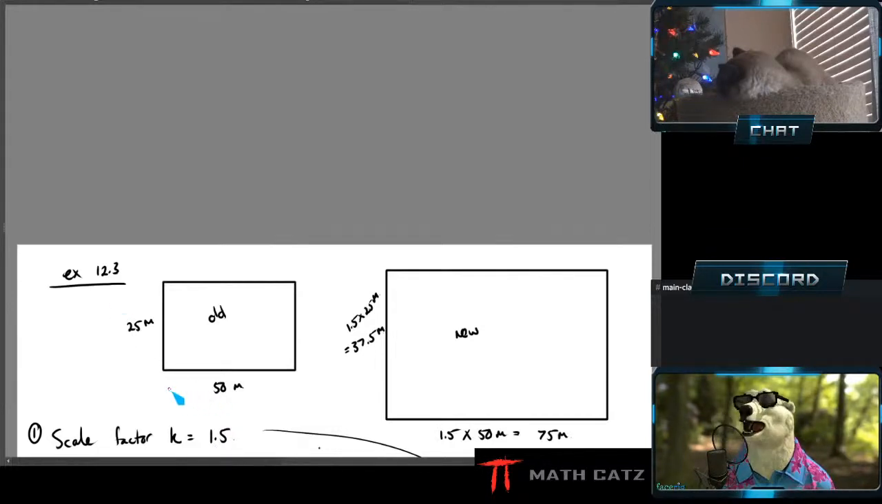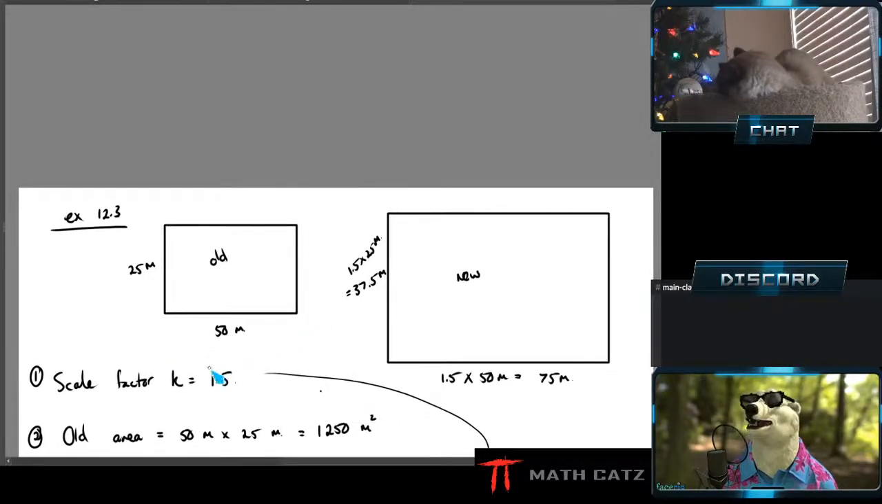So because I had the original side lengths, I can calculate the new dimensions of the new rectangle. 50 times 1.5 is 75 meters for the length. 25 times 1.5 is 37.5, the height of the new rectangle, because the side lengths were increased by 50%. That's a scale factor of 1.5. Okay, so far so good. But I now have the dimensions of the new rectangle, so I can calculate the areas.